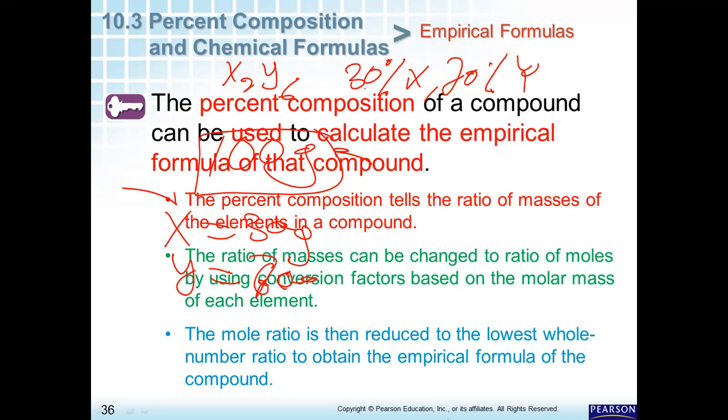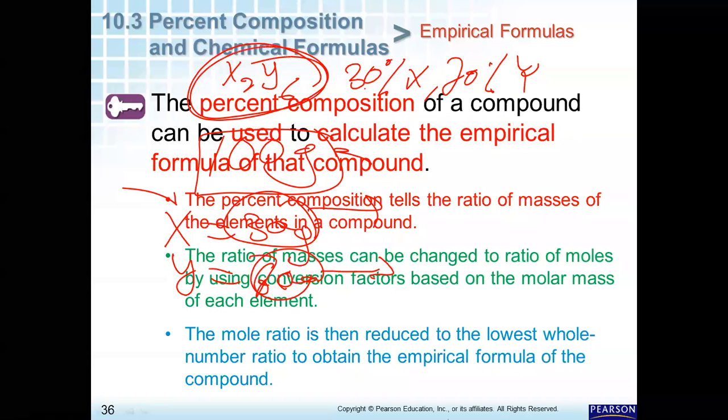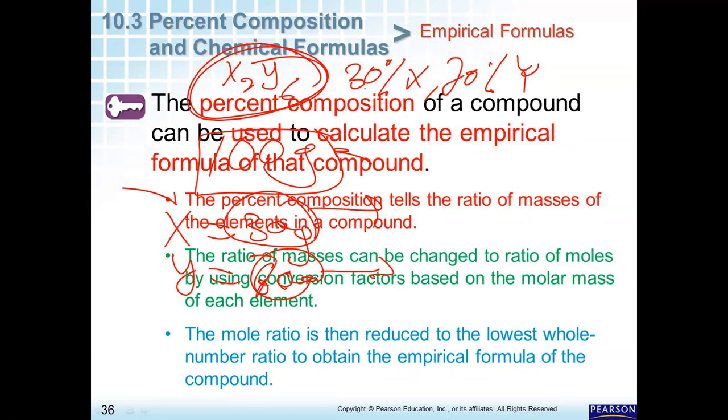The second step is to convert these grams into moles. How do we convert mass to moles? Did you forget that chart? There was one with mass to moles and moles to mass. What do we use? We use the molar mass. So I need to know the molar mass of this one. If I know the molar mass, I can convert all these grams into moles. Then I have moles of X and moles of Y.